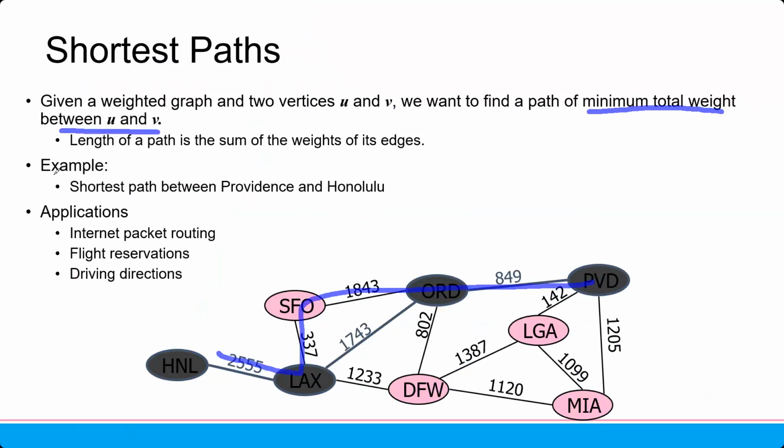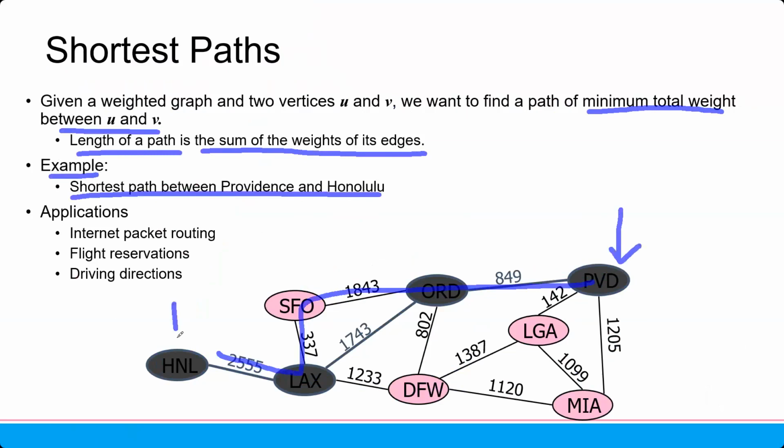So we are going to find the length of a path. So the length is the sum of the weights of each edge. For example, we are going to find the shortest path between Providence and Honolulu. So we want to find the distance from here to Honolulu.